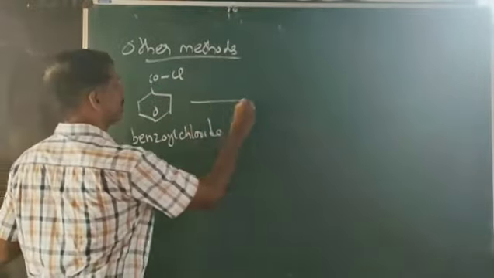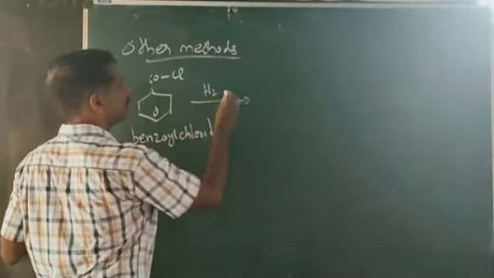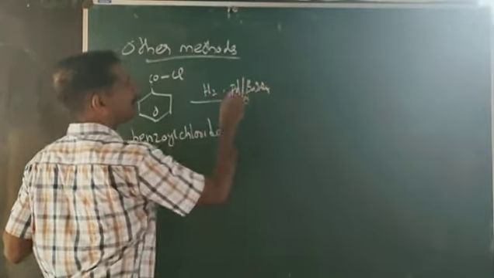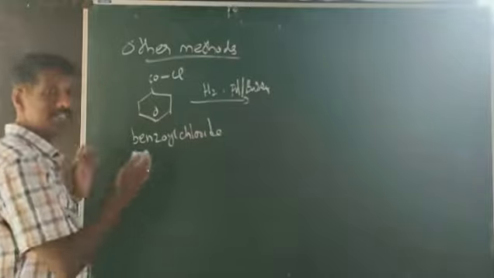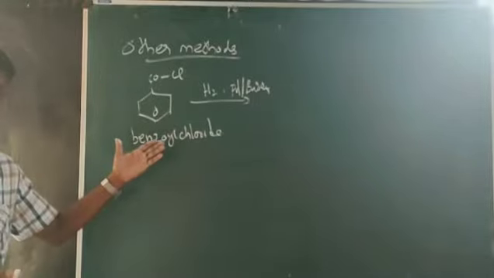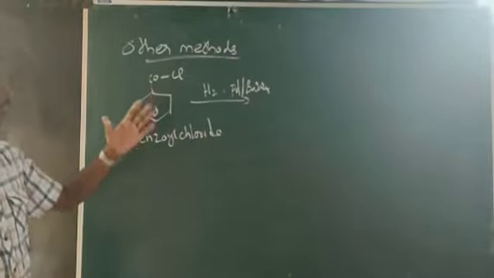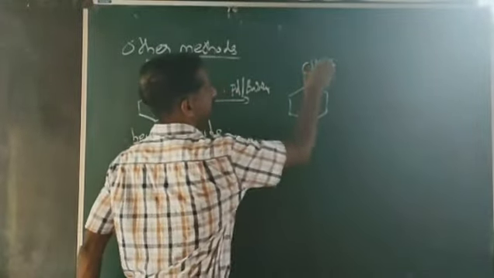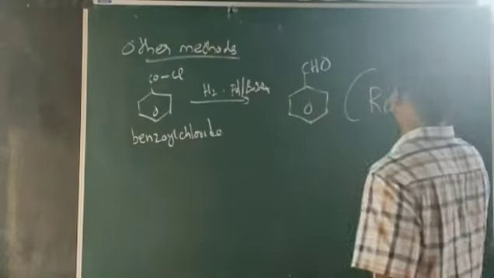The acid chloride is reduced with hydrogen in the presence of Pd and BaSO4. What is the name of this reaction? Rosenmund reduction. So benzoyl chloride on Rosenmund reduction gives benzaldehyde. This is Rosenmund reduction.